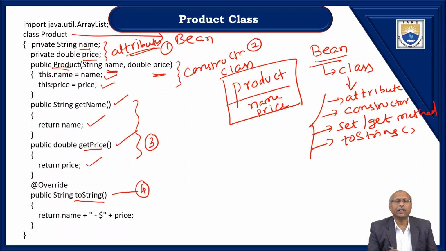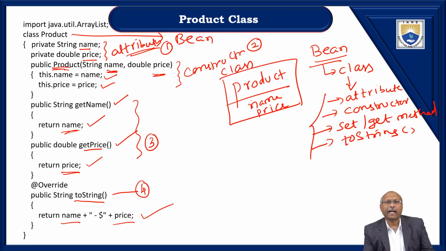So now these items are ready. Name and price, those attributes, and my constructor, public Product(String name, double price). Then getName, which returns the name, getPrice, which returns the price, and toString, which returns the name followed by price. So these are my items available in my bean. Now this bean is ready. This I will use in my shopping cart.